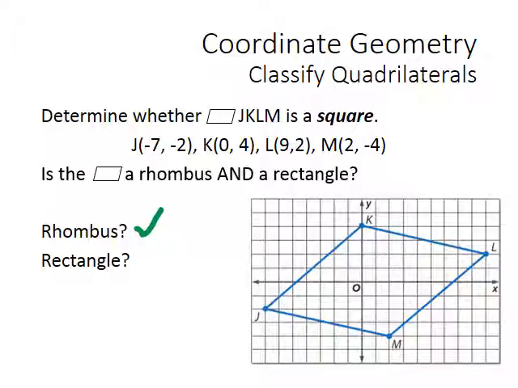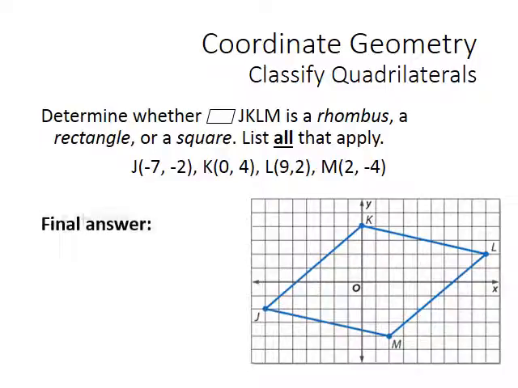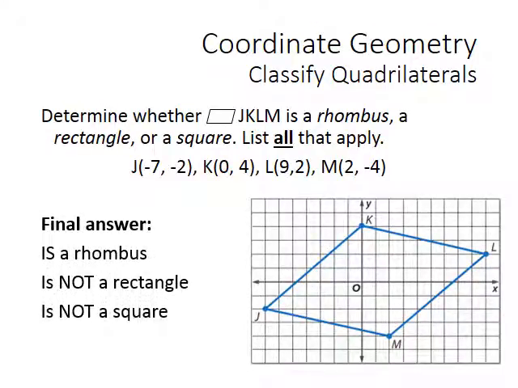Is it also a rectangle? No, it was not a rectangle. So since it's not both a rhombus and a rectangle, this cannot be a square. It's not a square. Only a rhombus. So here's our final answer. Determine whether JKLM is a rhombus, a rectangle, or a square. The only one that applies is the rhombus. It's a rhombus only. None of the others work out.